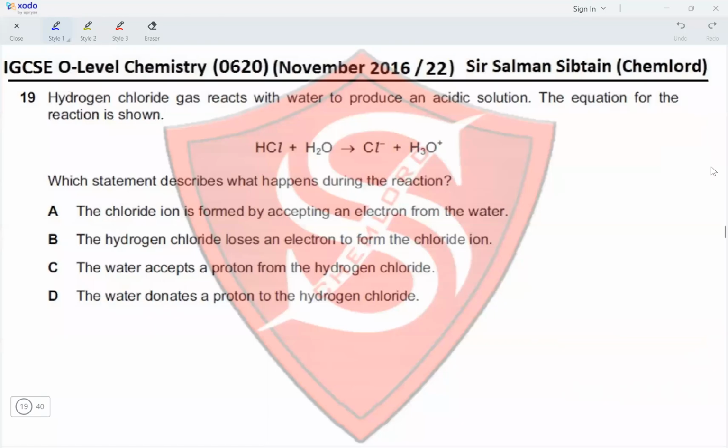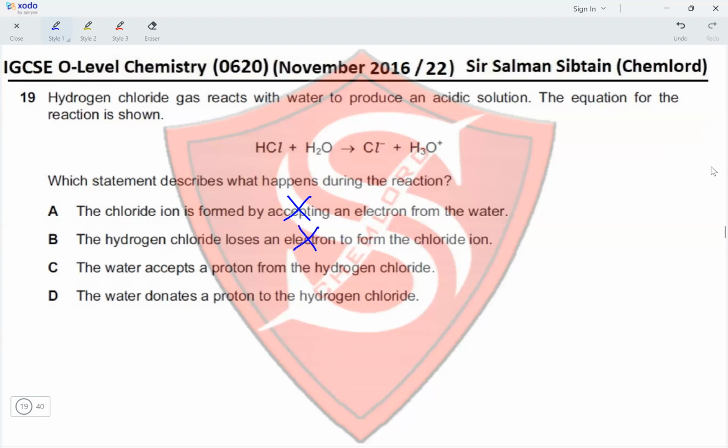Question 19. Hydrogen chloride gas reacts with water to produce an acidic solution. The equation for the reaction is shown. Which statement describes what happens during the reaction? The chloride ion is formed by accepting an electron from water. No, the chloride ion is formed by donating a proton to water. So this is incorrect. The proton here being the H+ ion. The hydrogen chloride loses an electron to form chloride ion. No, it loses a proton, which is the H+ ion.